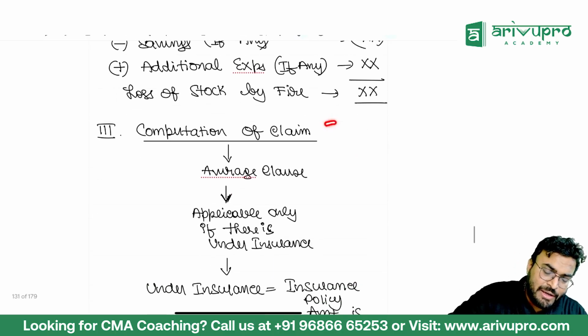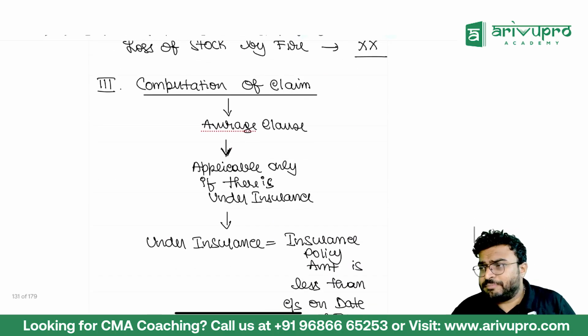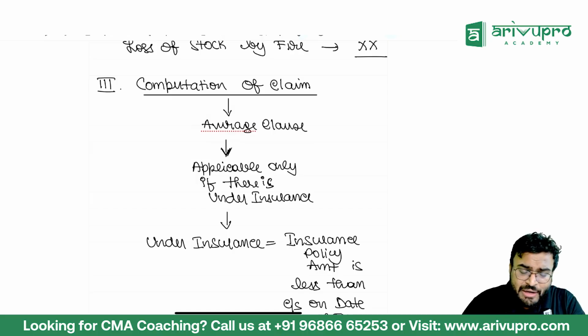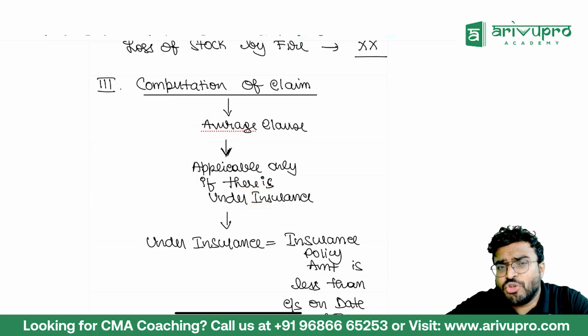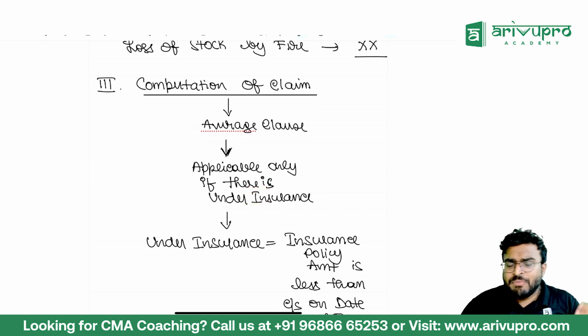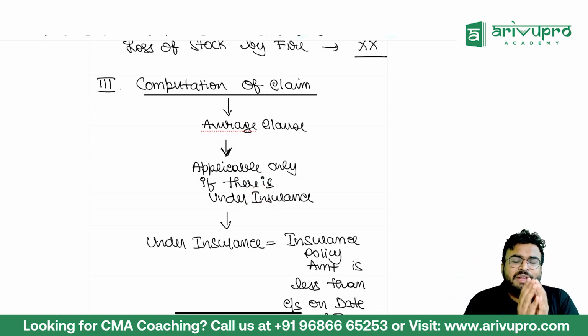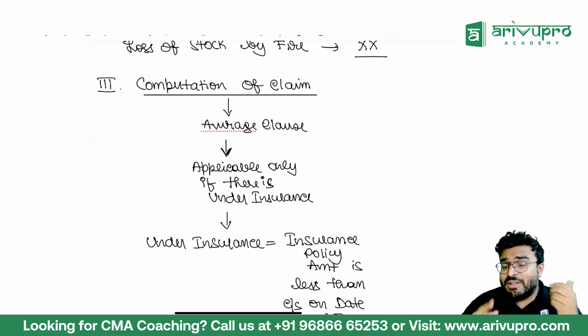Now you have to compute the claim. Computation of claim. In insurance policies, there is one clause called the average clause. What does the average clause tell? It is only applicable when there is underinsurance. Insurance companies don't like underinsurance. Underinsurance means you have goods of 1 crore, but you have taken an insurance policy for only 60 lakhs.